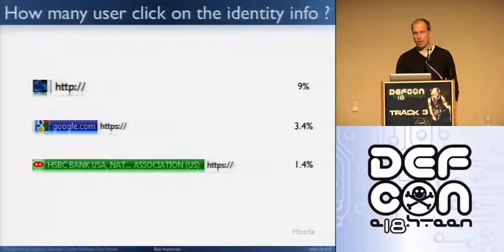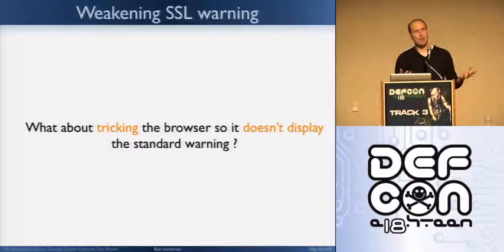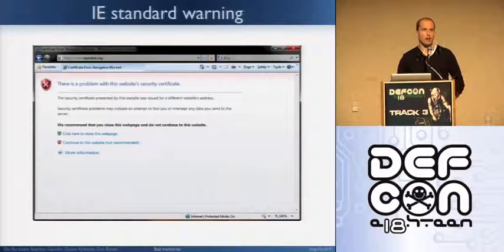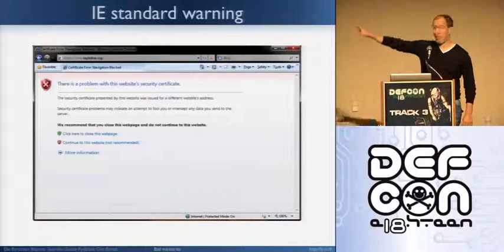And it's bigger, right? But it won't be a DEF CON talk if I was just saying, hey, just trust the user. What about we try to trick the browser into not displaying the warning so it's actually more effective, right? So we're going to do that. The first one is IE. So this is a warning you have for Internet Explorer. It's a pretty strong warning, right?